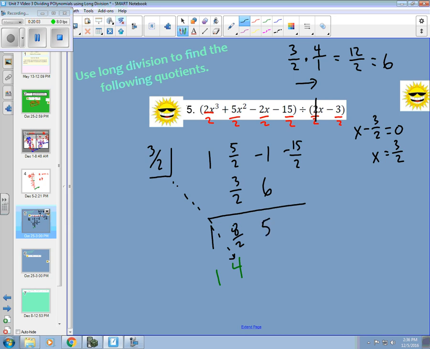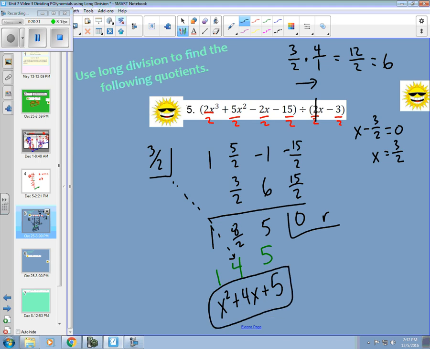Okay, again, do some multiplying. 5 times 3 halves is going to give you 15 halves. Add these up, we get another remainder of 0. So our three coefficients here are 1, 4, and 5. Put the variables back with it, and you got it. It would be x squared plus 4x plus 5. There's the answer.